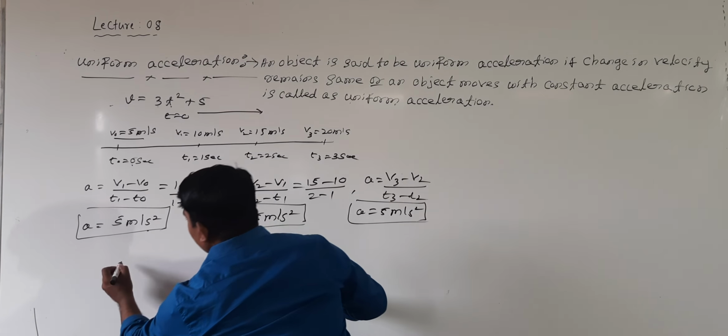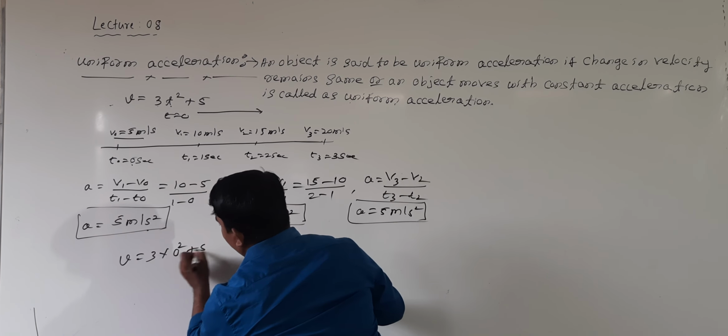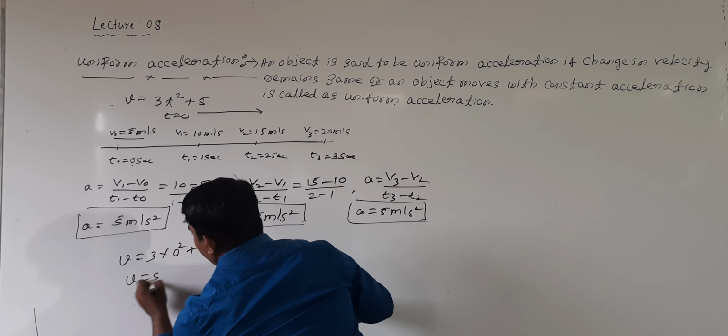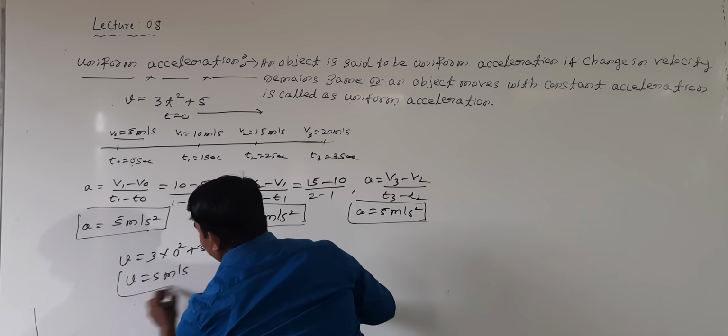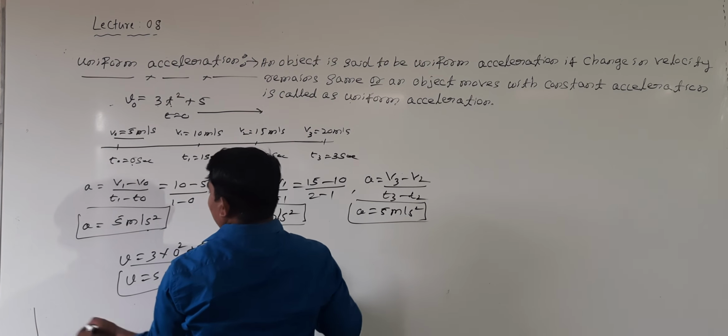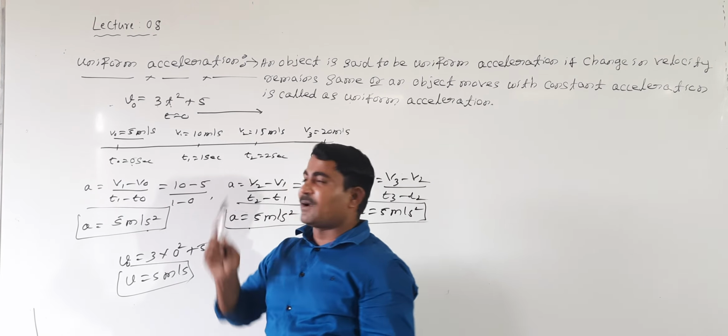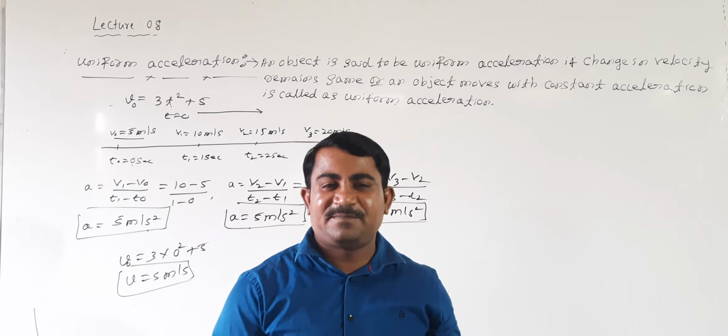In this case, v equals 3 into 0 square plus 5. So v equals 5 meter per second. This value we are taking as v0. That means at a zero interval of time, the velocity of the body is possible.